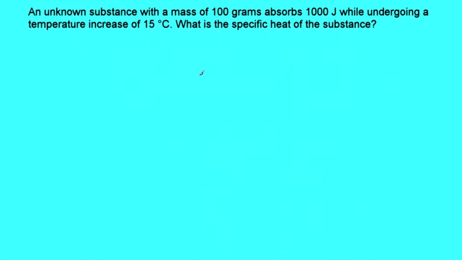Let's take a look at another one. An unknown substance with a mass of 100 grams absorbs 1,000 joules while undergoing a temperature increase of 15. What is the specific heat? This time we're solving for specific heat. Same formula.